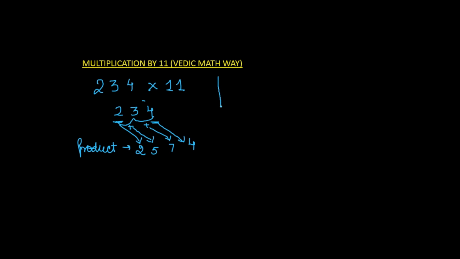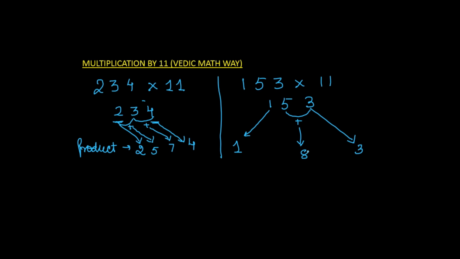We will do one more example. An easy one again, without any carry. Say 153 into 11. So let us write 153. In the answer, the first digit becomes the first digit. The last digit becomes the last digit. The second digit will be the sum of 5 and 3, which gives us 8. And the third digit will be the sum of 1 and 5, which gives us 6. So our answer is 1683. So how simple it is?